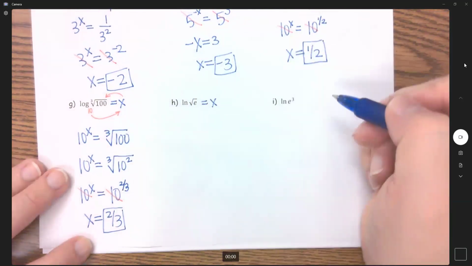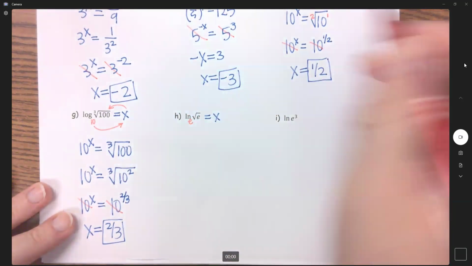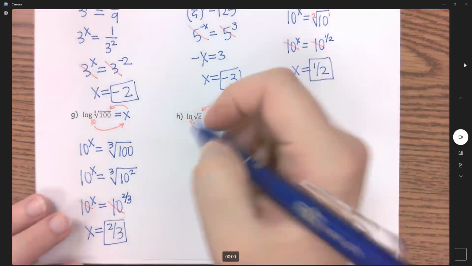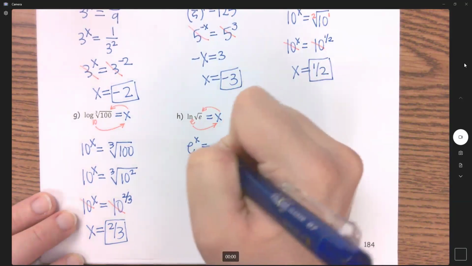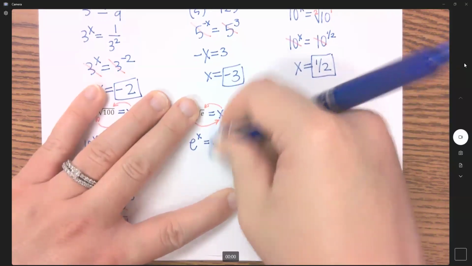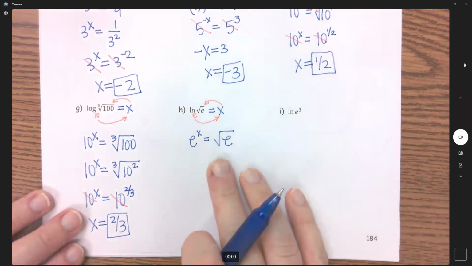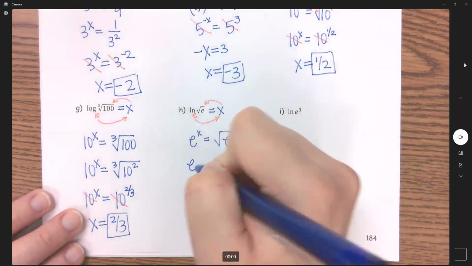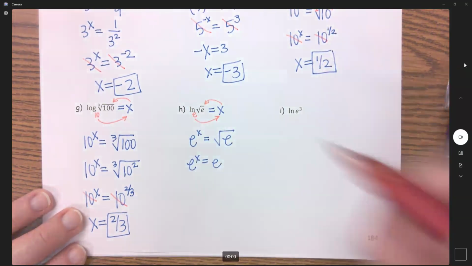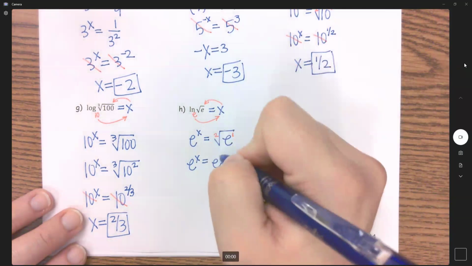Here, set this equal to x. Rewrite this, natural logs have a base of e. So base to the other side of the equals what's left. We have e to the x equals the square root of e. And let's skip the step. Rewrite that square root as a rational exponent. So that will be e to what power? Known 1, known 2. That is to the 1/2 power.